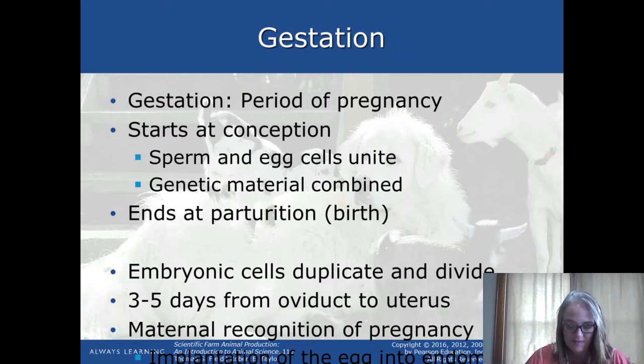Once it's in the uterus, there's this process that's called maternal recognition of pregnancy. Basically, the rest of the female's body recognizes that it's pregnant and allows the implantation of the egg into the endometrial lining of the uterus. And this is when we begin to see the placenta formed.